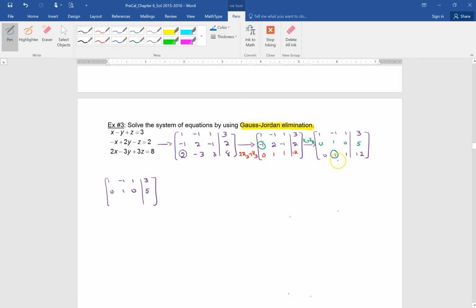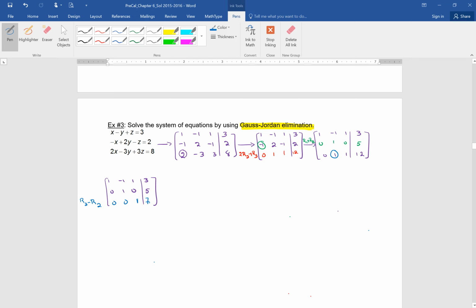Right, or I could just do, to make it simpler, row 3 minus row 1. Can we do that? Row 3 minus row 2. Okay? So row 3 minus row 2. So 0 minus 0 is 0. 1 minus 1 is 0. 1 minus 0 is 1. 12 minus 5 is 7. Okay? So look, I'm almost there.